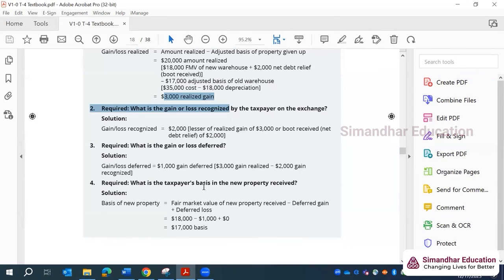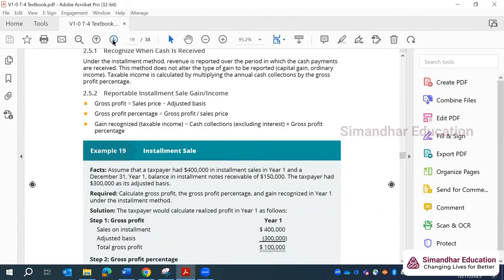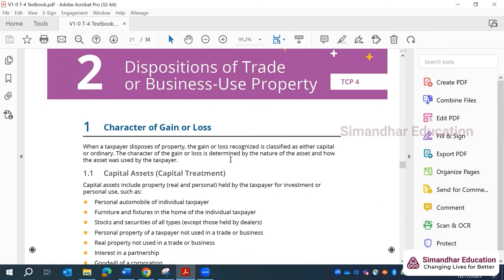And how are we going to defer that? We have a property which is worth 18. We are going to reduce it by $1,000. And our property basis in the new property is going to be $17,000. I'll pause here. We will do the installment sale and the other transaction in the next class. We will also do some questions before we move on to the disposition of trade and use property.